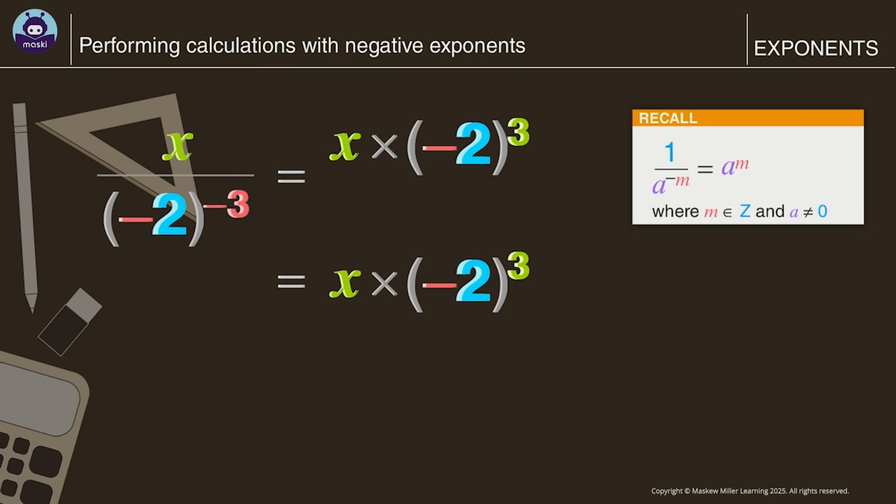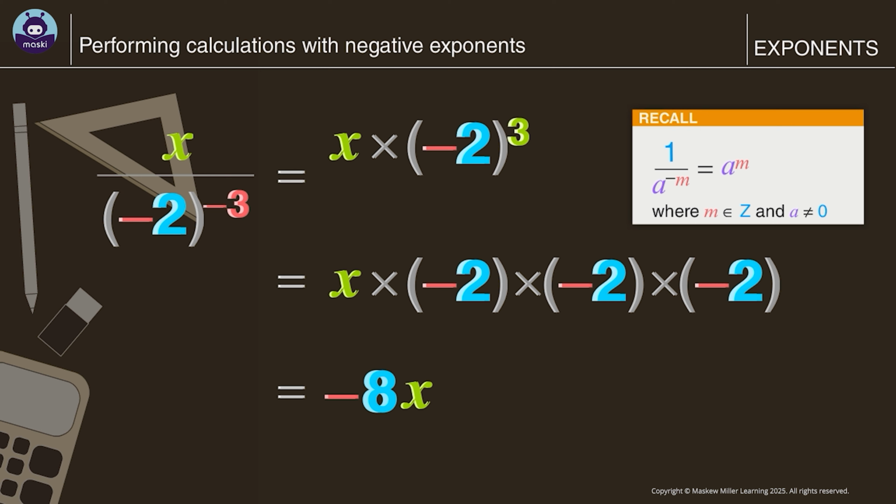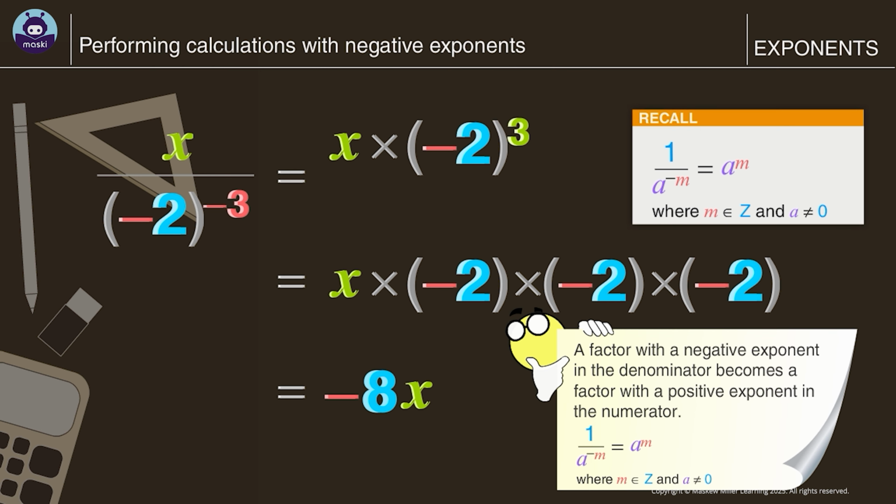We write the power in the expanded form and simplify. We get x times negative 2 times negative 2 times negative 2. That gives us negative 8x. So we can conclude that a factor with a negative exponent in the denominator becomes a factor with a positive exponent in the numerator.